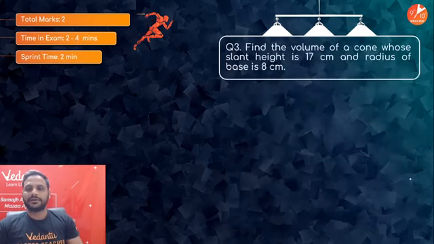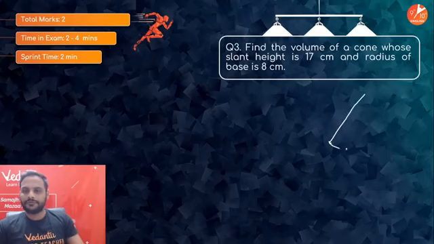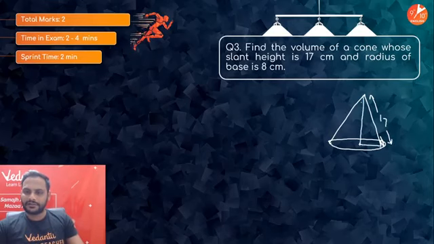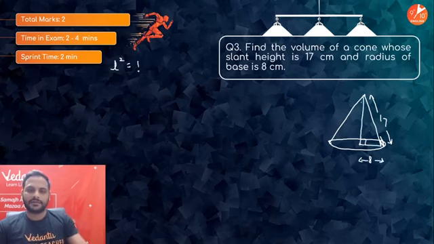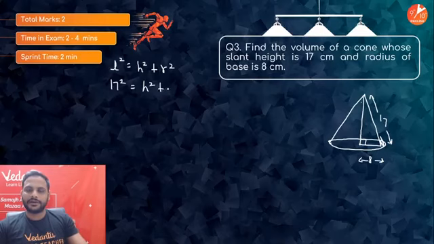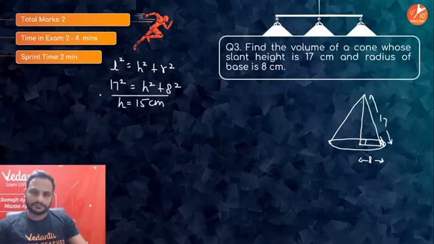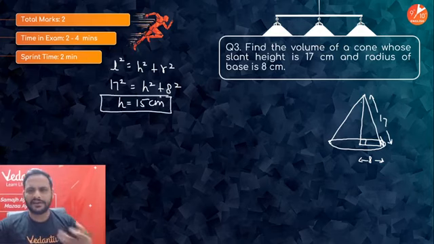Right, next question now. Find the volume of a cone whose slant height is 17 and radius is 8. Now look, for the volume of the cone, we know we need to find out the height. Slant height is given as 17, radius is given as 8. So I can clearly say slant height L square is equal to h square plus r square. So 17 square is equal to h square plus 8 square. So 289 minus 64, h square is 225, so h will be 15. Okay. Now you must have started remembering these pairs, right? So h will be equal to 15.